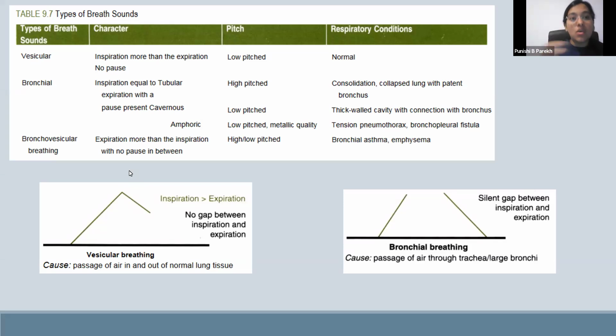However, when you put your stethoscope on the lung fields and you're able to hear bronchial breathing, you see that in consolidation. So when there's pneumonia, you'll be able to hear bronchial breathing over the lung fields. That's not normal. Normally, bronchial breath sounds are heard over the larger airways, but if you hear them over the lung fields, it suggests consolidation, or it could be because of a collapsed lung with a patent bronchus, or a thick walled cavity, again with a connection with the bronchus. So tubular breath sounds of consolidation are what lead to bronchial breath sounds over the lung fields.